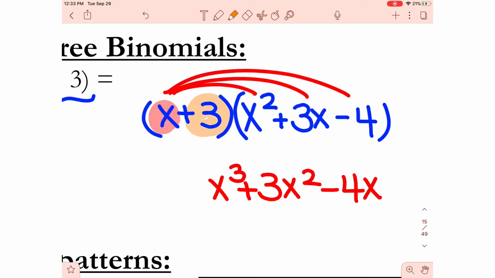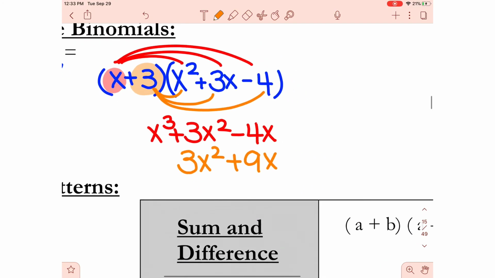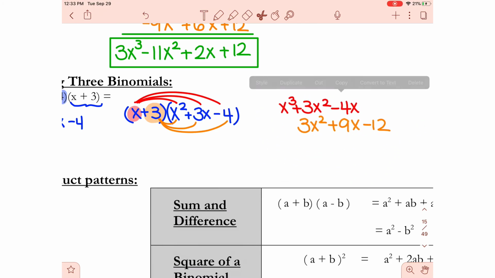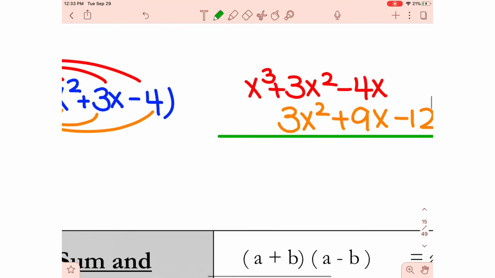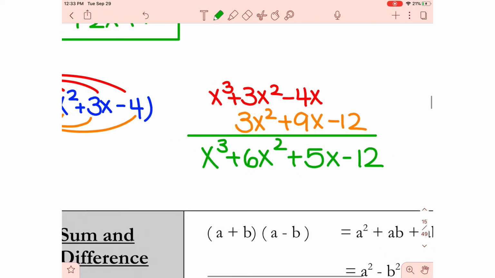And now distribute the 3. 3x squared plus 9x minus 12. Combine like terms, and my final answer is x to the third plus 6x squared plus 5x minus 12. Ta-da!